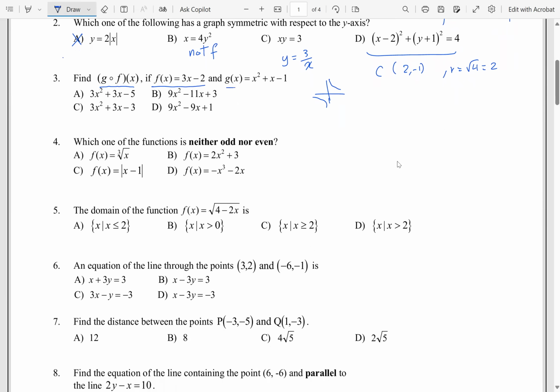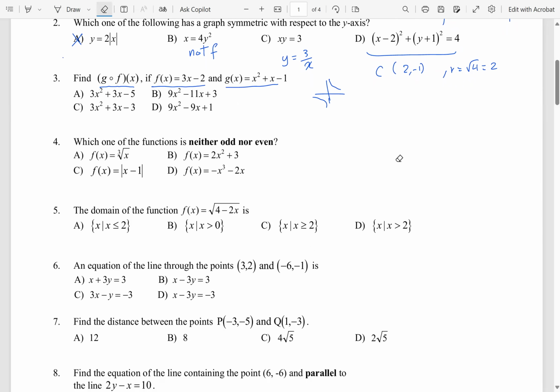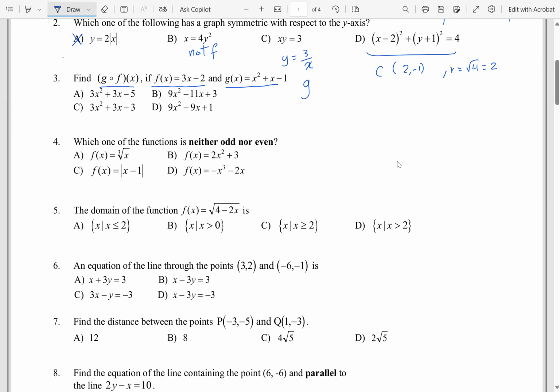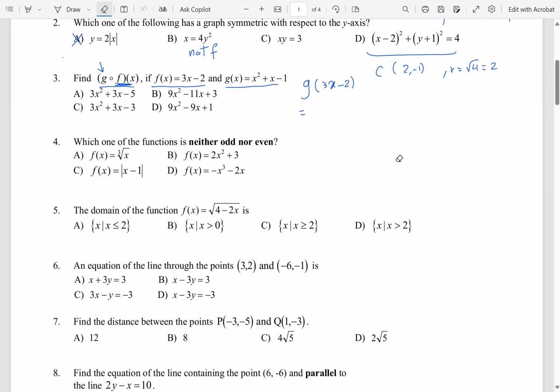Question number 3. I'd like to find the composite function g of f of x, where f of x equals 3x minus 2, and g is given. Simply, if you want to find this, you just write g of the first function and substitute for f of x. The f of x here is actually 3x minus 2.